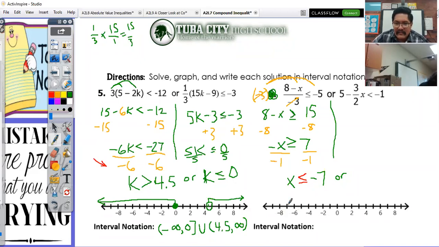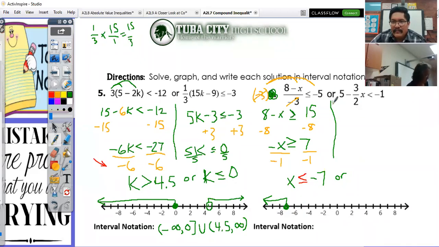All right, -7, so let's go to -7, and it is included because we have the or equal to, so closed circle, and it's less than -7. All right, now let's work on the other side. Looks like we're going to have another fraction.